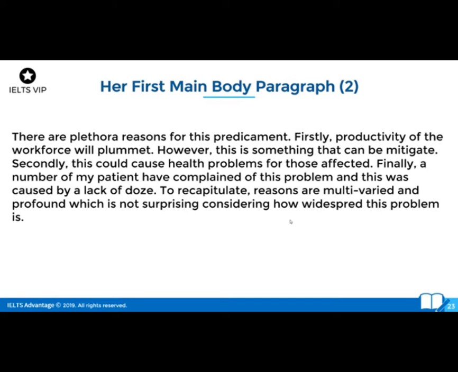"Firstly, productivity of the workforce will plummet. However, this is something that can be mitigated. Secondly, this could cause health problems for those affected. Finally, a number of my patients have complained of this problem, and this was caused by a lack of dose. To recapitulate, reasons are multivariate and profound, which is not surprising considering how widespread this problem is."